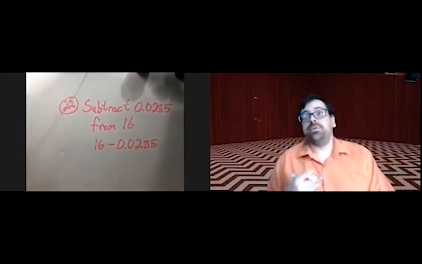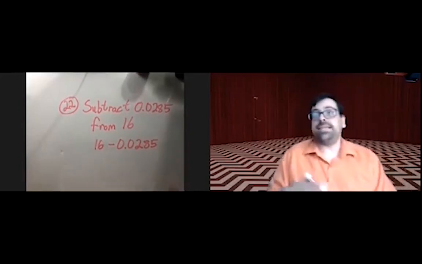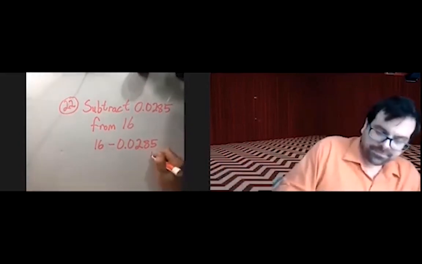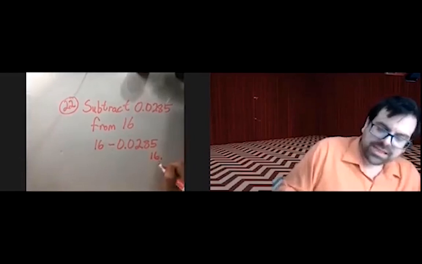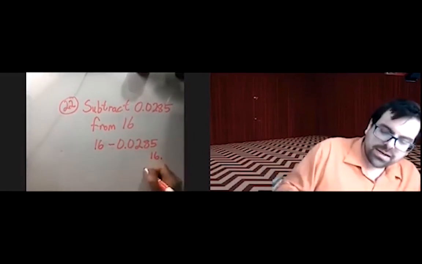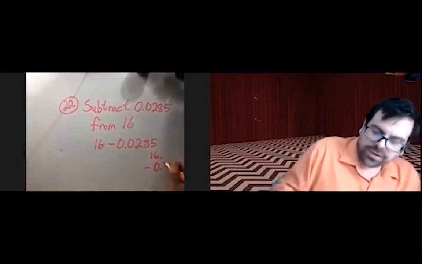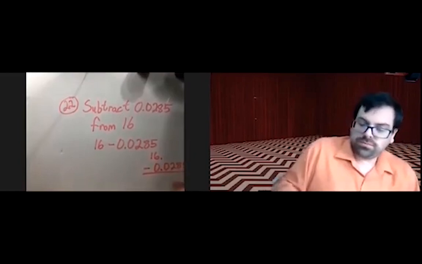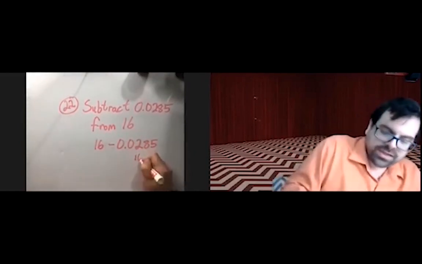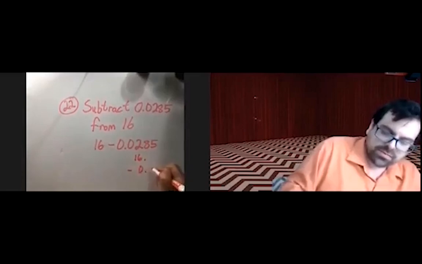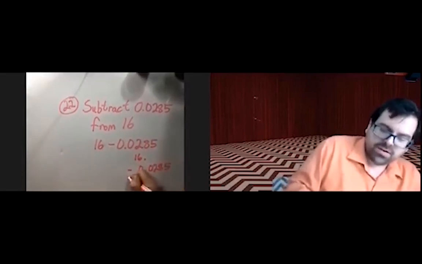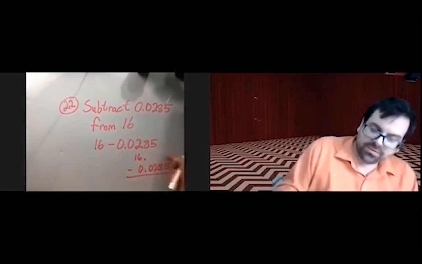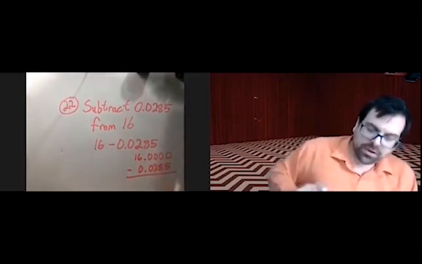Well, we line up the decimal points when we subtract. 16 is 16 point however many zeros we need. So 16 point however many zeros we'll need minus the 0.0285, decimals lined up. Oh, put that over. 16 point minus 0.0285, and now it's not cut off. How many zeros would we need then to make this look pretty? 4. There we go. Now it looks pretty.